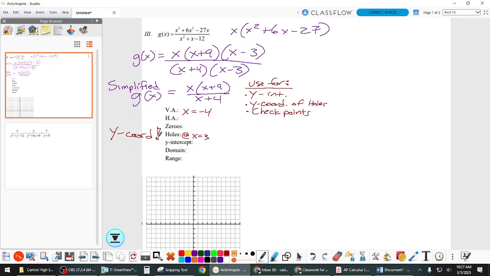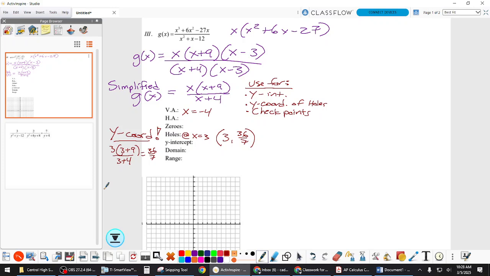How do you get the y-coordinate of that hole? Into the simplified version. It's so much easier to do it there. So 3 times 3 plus 9 over 3 plus 4 is 36 over 7. Okay, so I want holes written as points. I'm fine if you make that a decimal, but give the coordinates of the point. Okay?